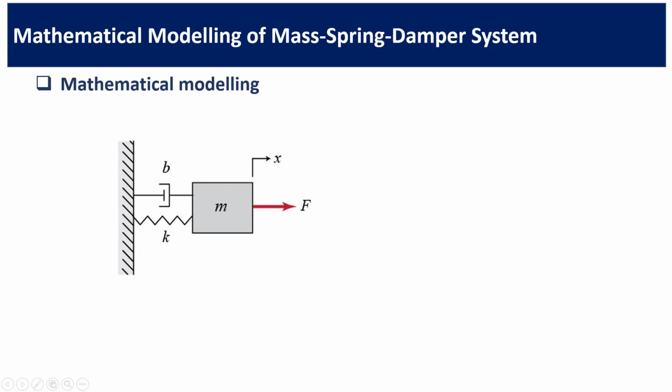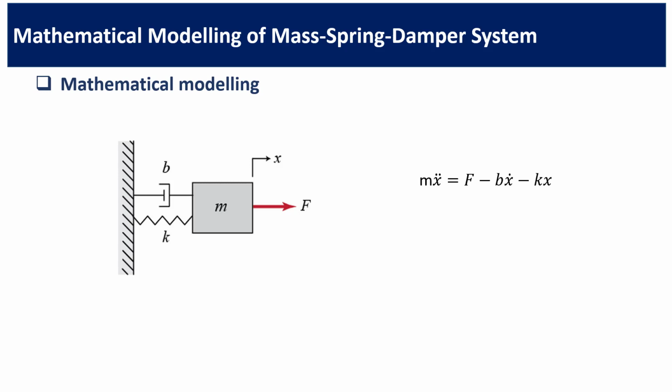Let's look at the free body diagram of the mass spring damper system. It has a mass which is denoted by M. K and B are spring constant and damping coefficient respectively. If we pull the mass with force F and give a displacement of x, then the spring and damper will try to resist the pulling force.